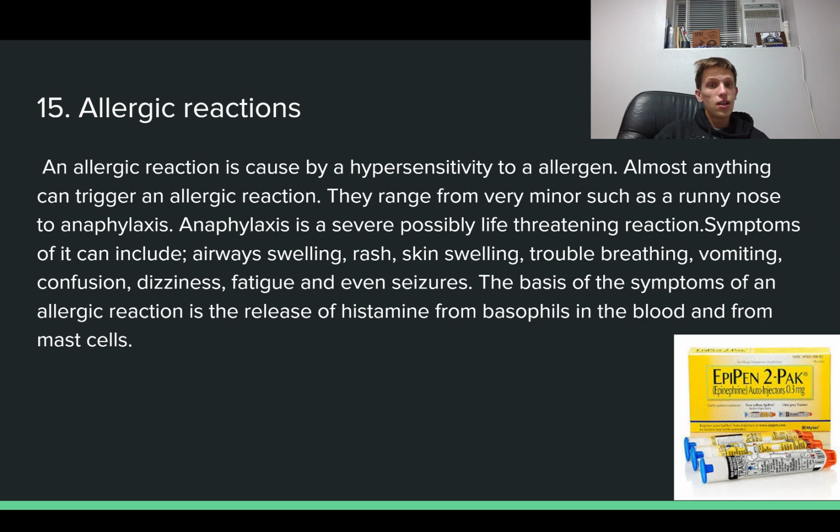Symptoms of anaphylactic reactions are trouble breathing, vomiting, swelling of the face or other skin, confusion, dizziness, fatigue, and even seizures, as your brain is not getting enough oxygen, so it starts to deteriorate. And this is based off of histamines from the basophils. You can see a pack of EpiPens, which are the medicine that is used to treat anaphylactic reactions. I myself carry EpiPens.